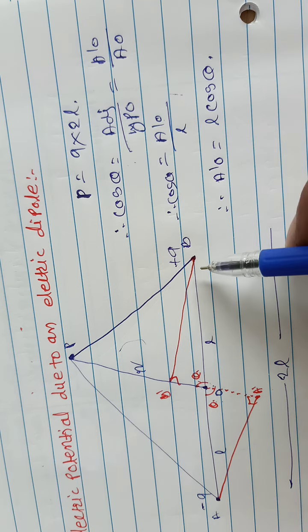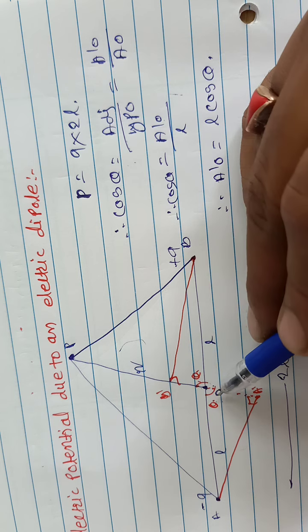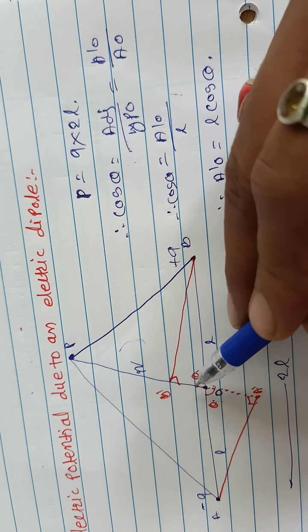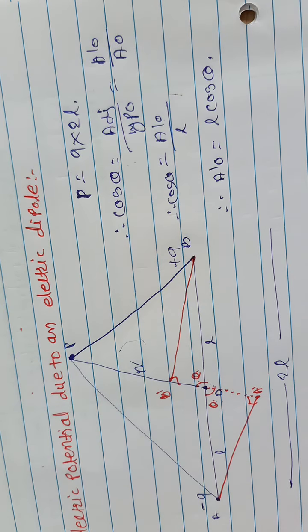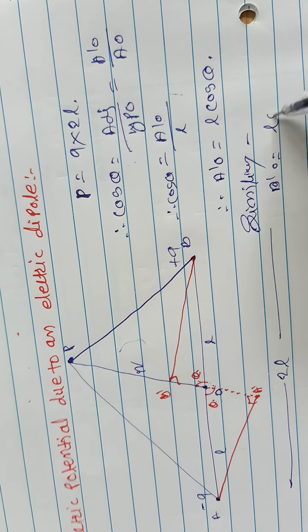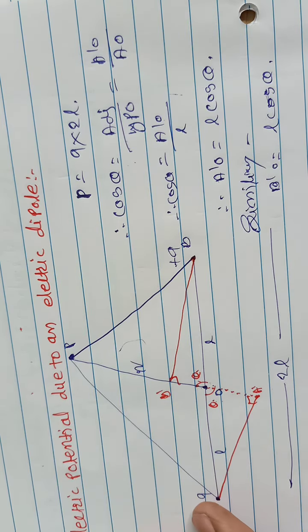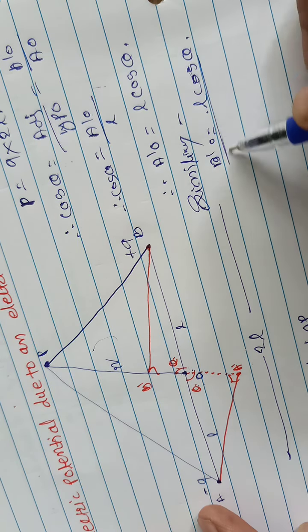Similarly we have B dash. We have to find the value of B dash O. We do this by taking OP minus B dash P, so we get B dash O. Similarly, the value of B dash O is also L cos theta, but how do we get that value? It comes from this combination.